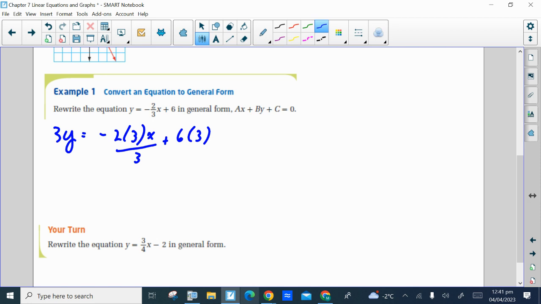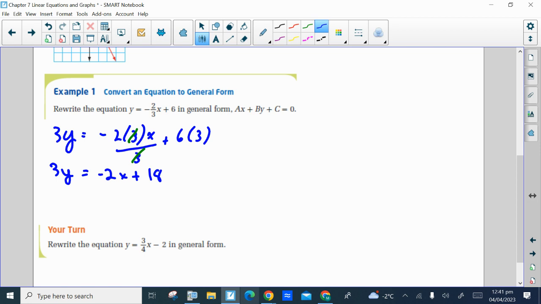So that's what this shows. I'm multiplying all 3 terms by 3. And the reason this works is because that middle term, the term after the equal sign, the 3's cancel. 3 divided by 3 is 1. They cancel. So now we no longer have a denominator. If I write what we have left, we have 3y equals negative 2 times x, so that's negative 2x plus 6 times 3 is 18. So we got rid of the fraction part.